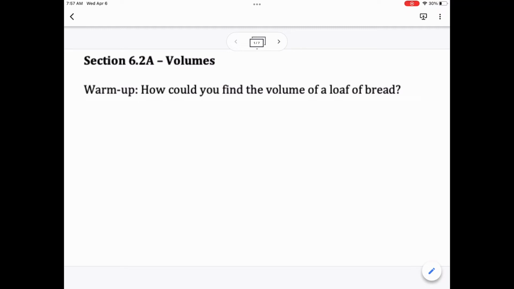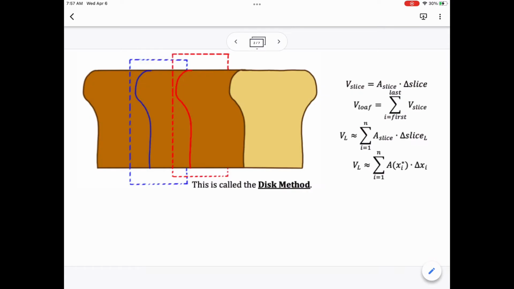Today's lesson is over section 6.2a, where we'll start talking about volumes. Now, the first question is about how you could find the volume of a loaf of bread. Well, here I have a picture of a loaf of bread, and we cut bread into slices, right?